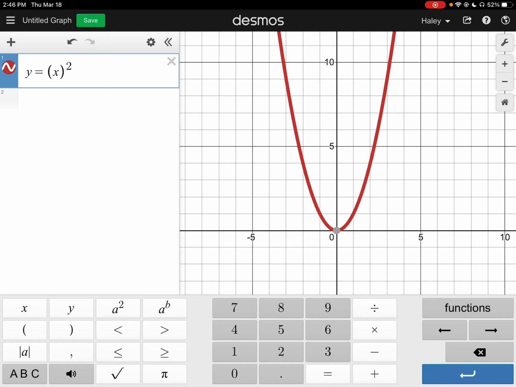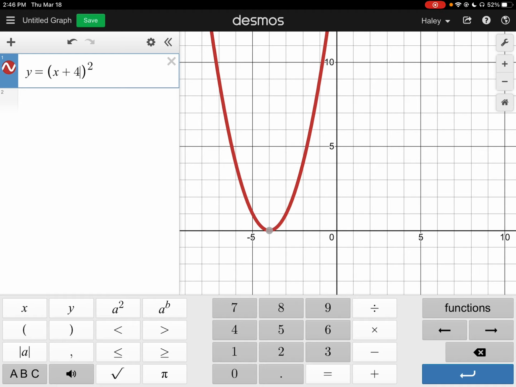Okay, and if I put a plus 4, that's how it's going to move left. So if I add or subtract a number on the inside of those parentheses attached to the x, it's going to move it left and right. So if I'd put a plus 4, it moved it left 4. Okay, so I can do other things to it.